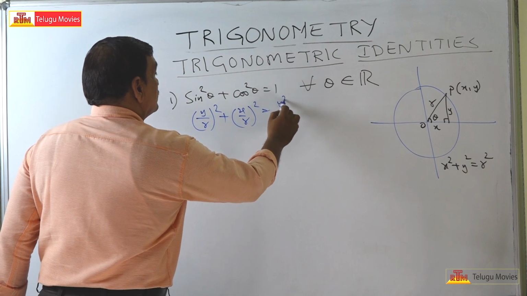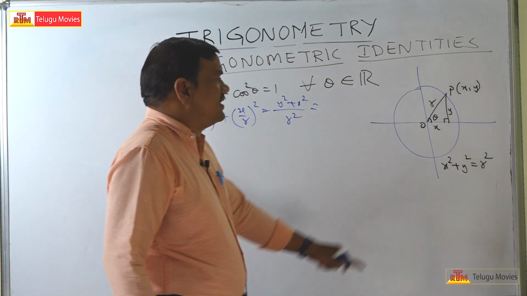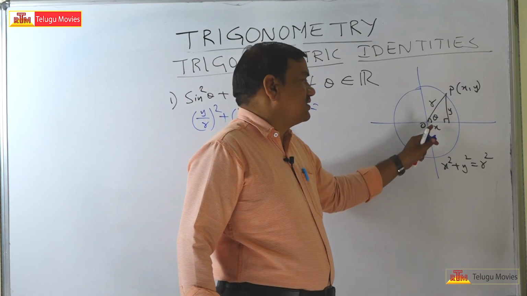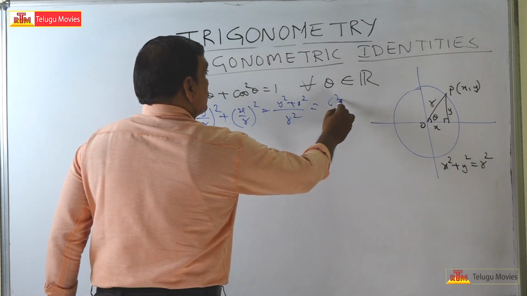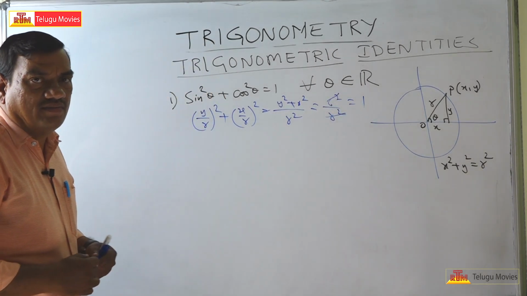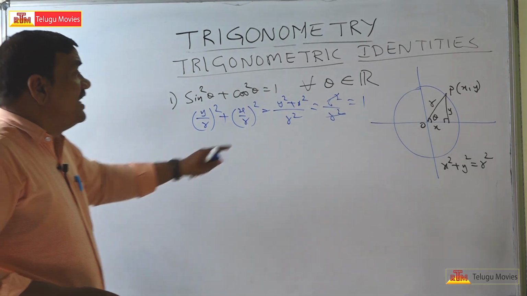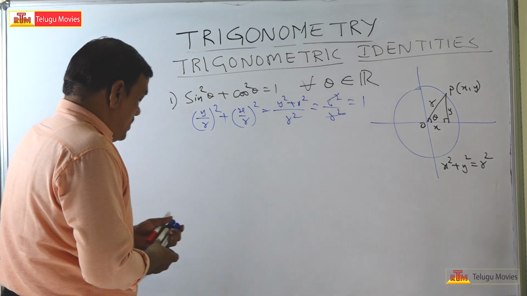So this is y square plus x square upon r square. If you observe these lengths, x square plus y square is equal to r square according to the Pythagoras theorem. So r square by r square, r square will get cancelled. That proof is very clear, everybody knows that. The thing is, theta belongs to R. That is the first thing.